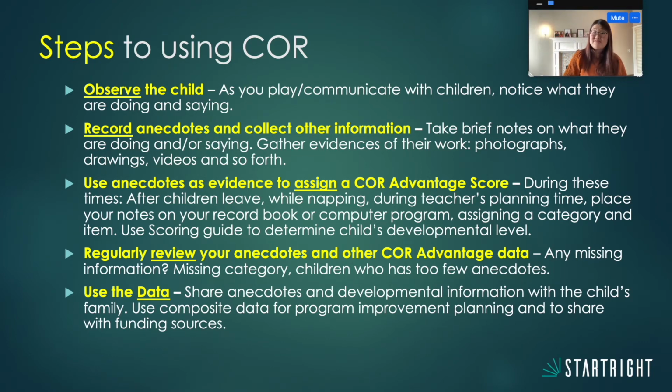So number 1, observe the child. Number 2, record anecdotes and collect other information. Write down what you saw and what you heard. Take photos. Take photos of them doing it. Take photos of their drawings. Take photos of their end products. Remember, we talked about in the last training, they have to smile with their products. Okay, and their creation. Use anecdotes as evidence to assign a COR Advantage score. So you're going to learn this later. How do you score them?